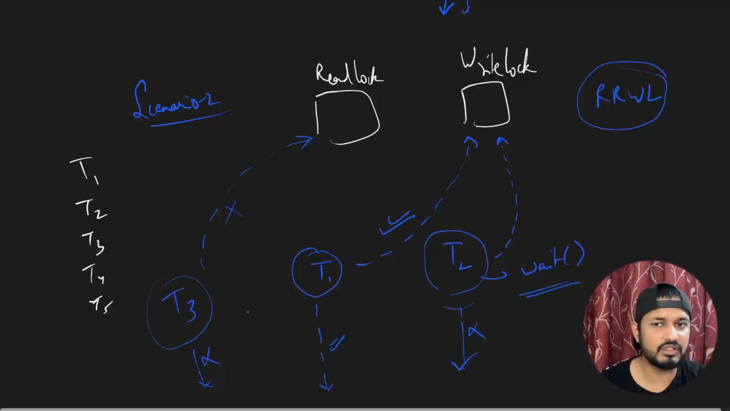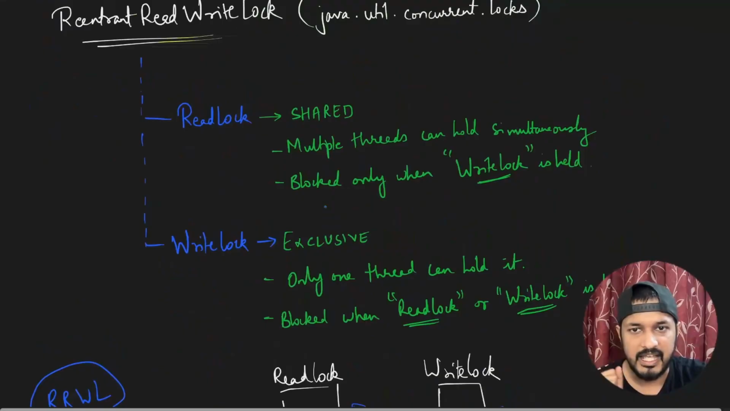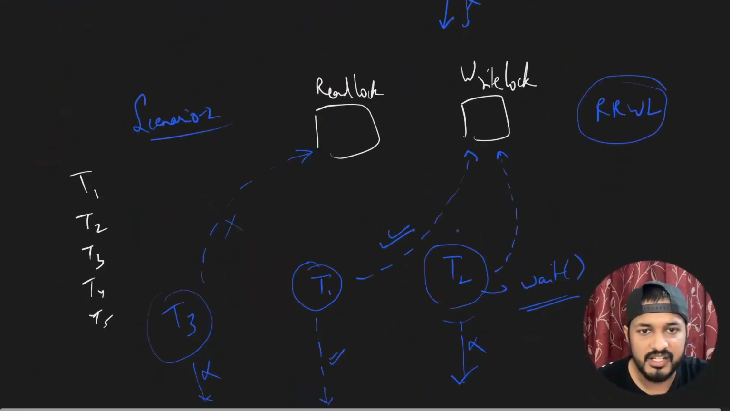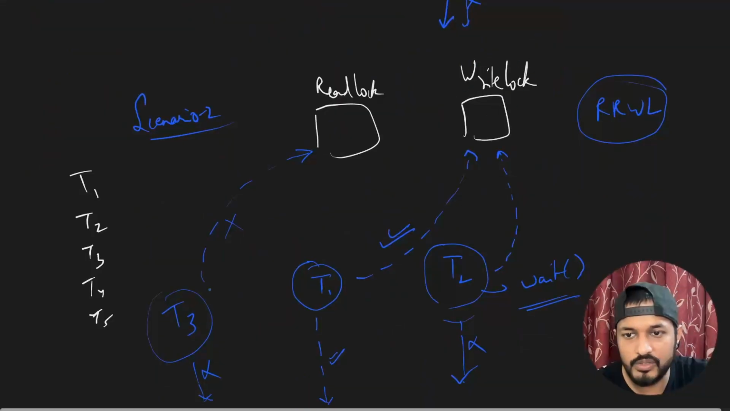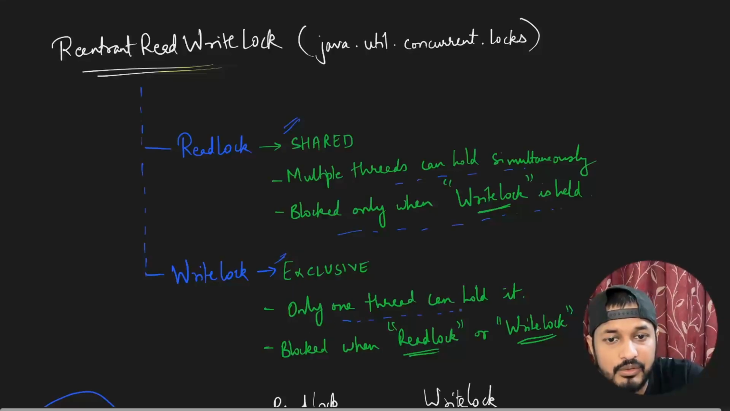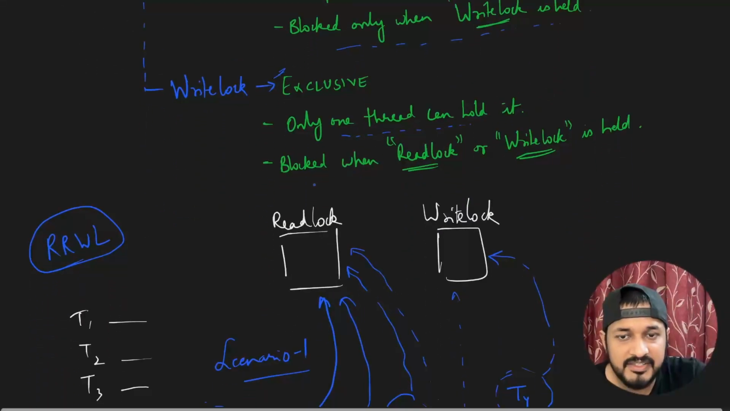So when we combine both of these scenarios, what do we get? Actually, we have two types of lock, ReadLock and WriteLock. The ReadLock is shared, where multiple threads can hold it simultaneously. We saw this in scenario 1. But it is blocked only when the WriteLock is held. In our second scenario, when the WriteLock was already held, no one was allowed to acquire the ReadLock, and that is what is written here. Our WriteLock is an exclusive lock, which means only one thread can hold it at a time. Correct? And the second condition is blocked when the read lock or write lock is held.